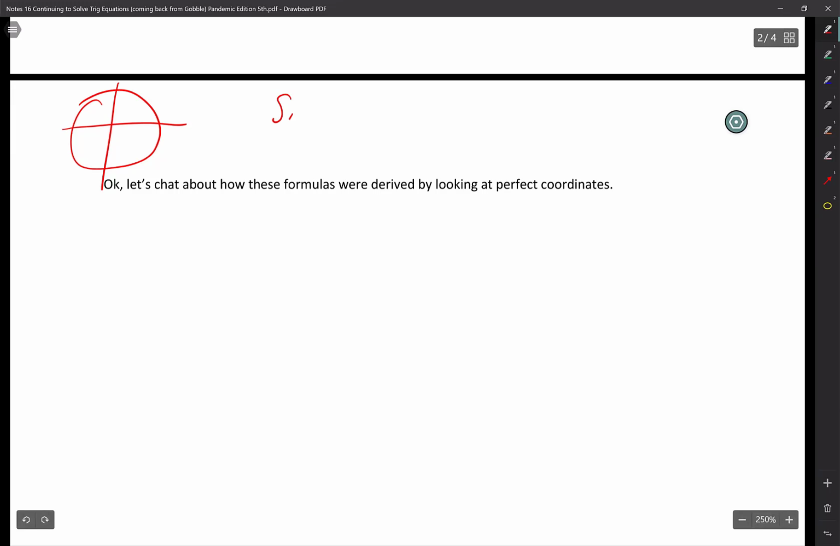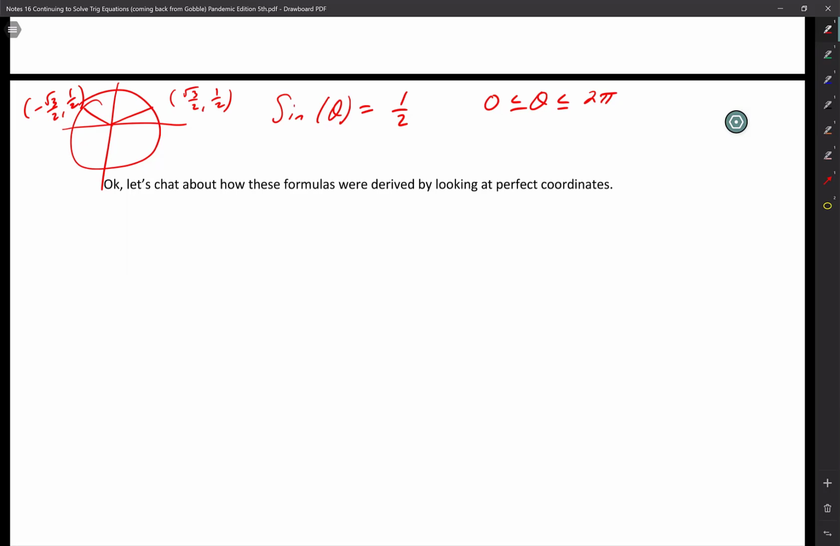If I give you a problem like, sine of what angle equals a half, where I want all the angles between 0 and 2 pi. Let's do the radians one first. You would tell me, well, sine is a half in quadrant 1 and in quadrant 2. In quadrant 1, you have this coordinate, and in quadrant 2, you have this coordinate, negative square root of 3 over 2, and then a half. Remember, we said that sine was equivalent to your y value. So we know that the two answers are pi over 6 and 5 pi over 6. But why? All right, let me tell you why.